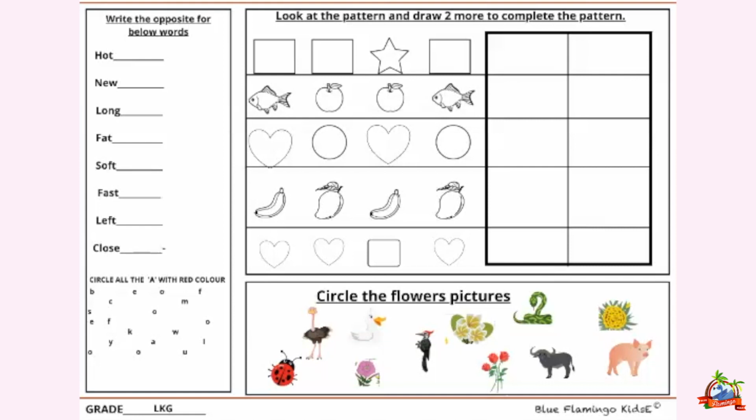Let us start. This sheet is divided into three different parts in which we will get to know about three different subjects: English, Maths and EVS. So let us start with our first subject, which is of English. The question says, write the opposite for below words. In this question, we have to write the opposite words.